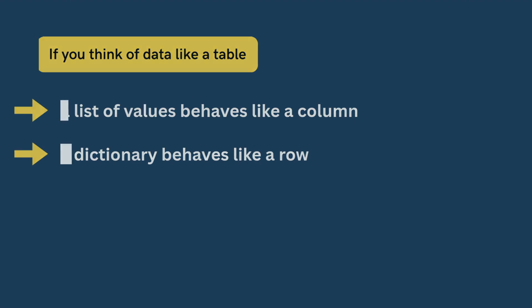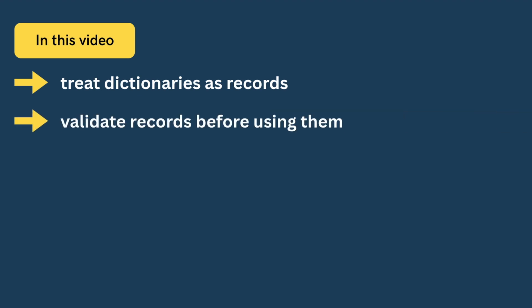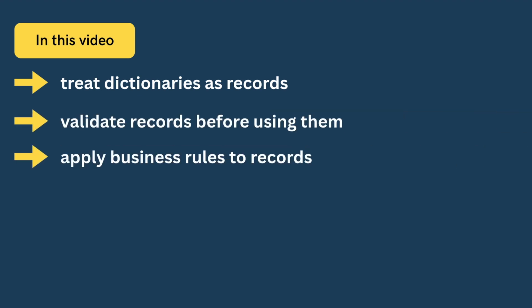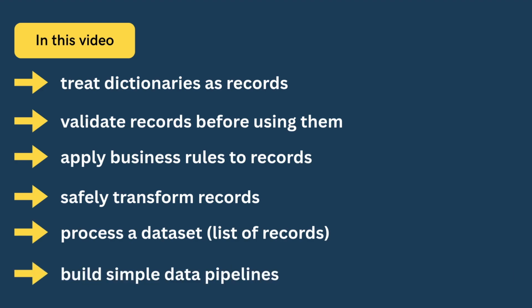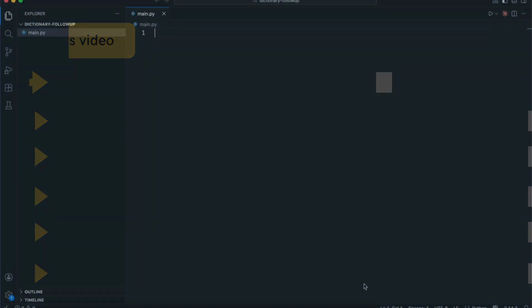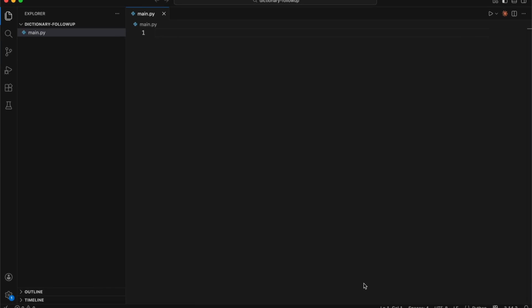a row. In this video, you will learn how to treat dictionaries as records, how to validate records before using them, how to apply business rules to records, how to safely transform records, how to process a dataset, and how to build simple data pipelines. Same thinking as lists, more structure, closer to real systems. Let's start with a basic example.